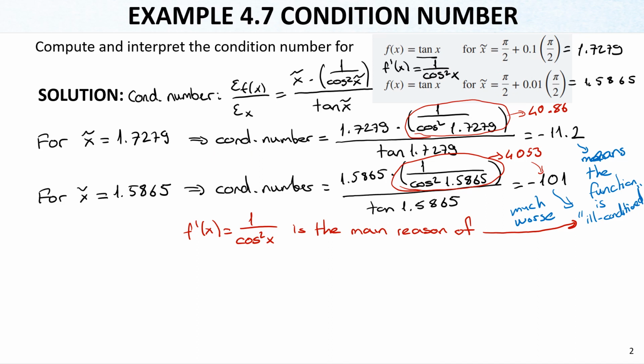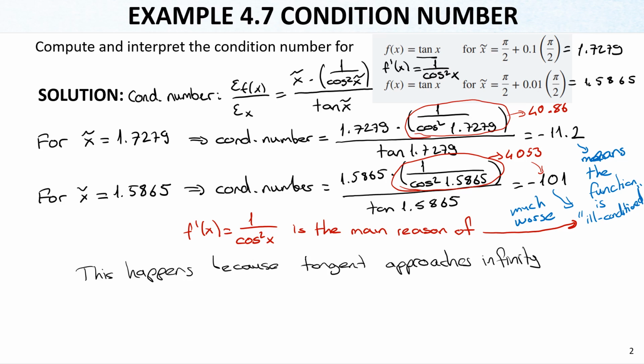We can say this happens because tangent approaches infinity, positive or negative doesn't matter, near pi over 2. And if we get away from pi over 2, then we will be able to get good results according to this solution.